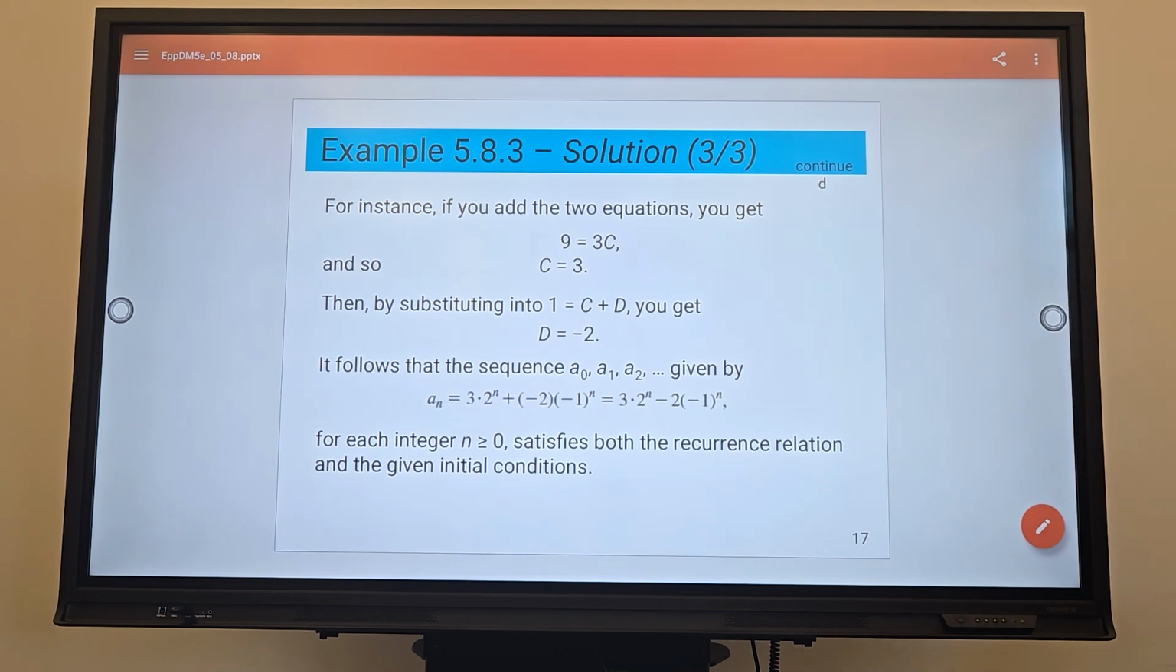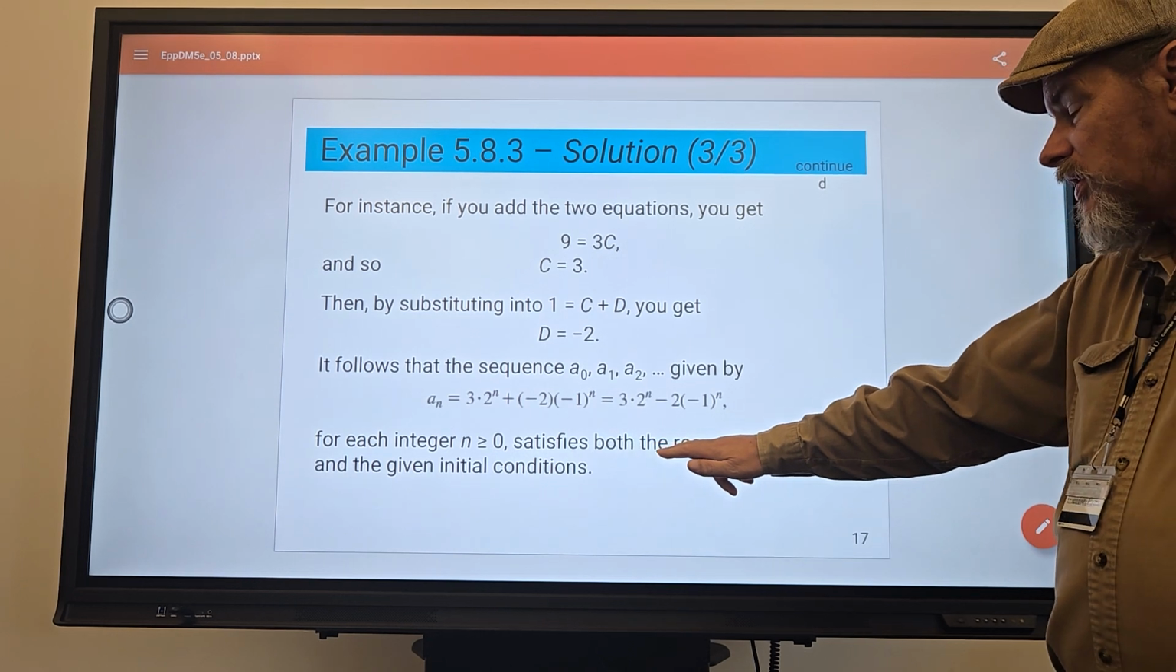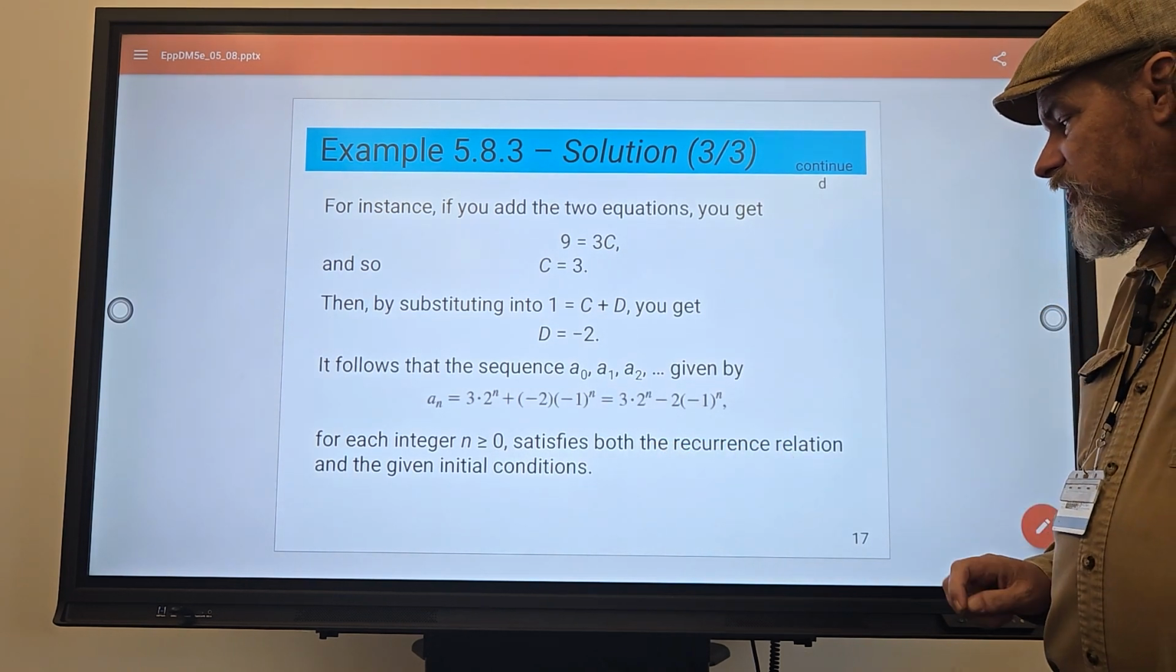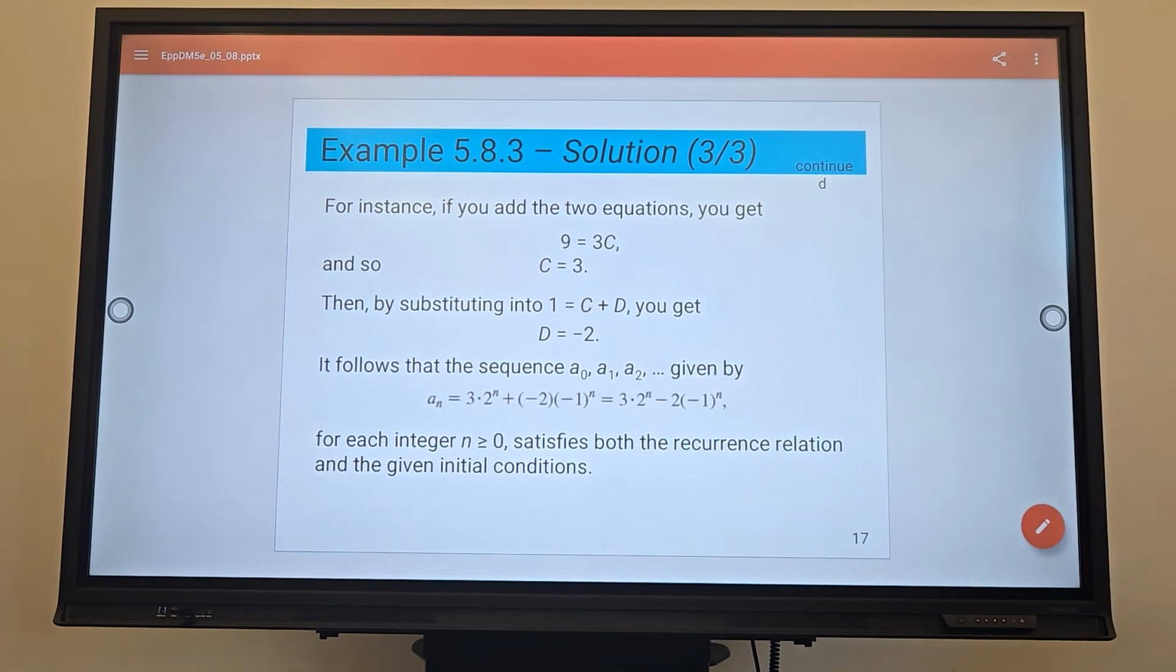It follows that the sequence A given by this equation for each integer n greater than or equal to 0 satisfies both the recurrence relation and the given initial conditions.